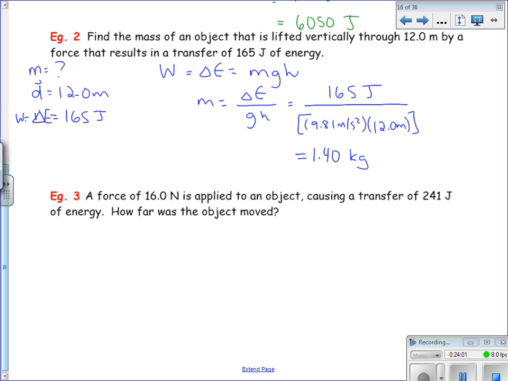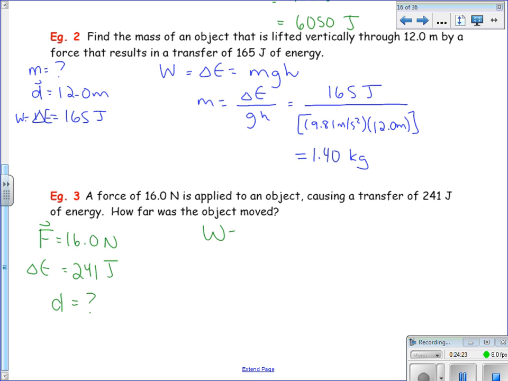A force of 16 newtons is applied to an object, causing a transfer of 241 joules of energy, and we want to know, sorry, that should be change in energy. We want to know how far the object was moved.